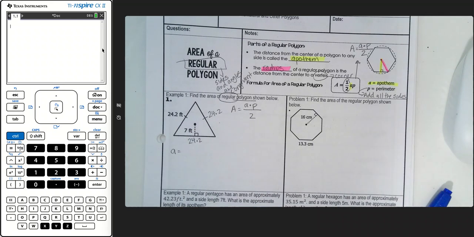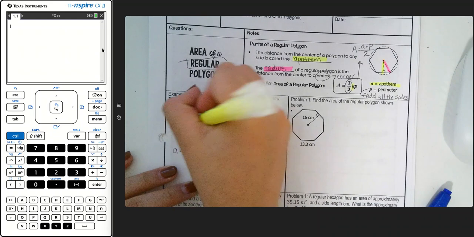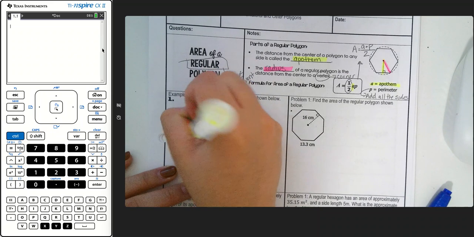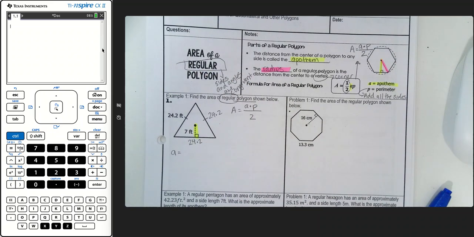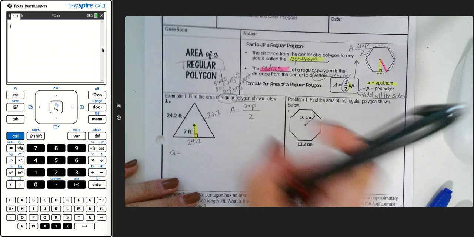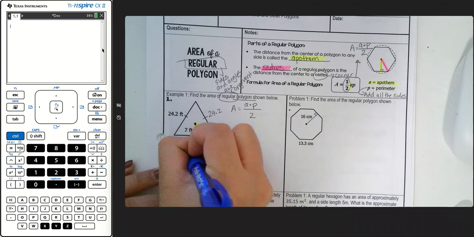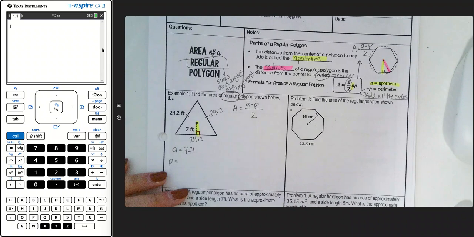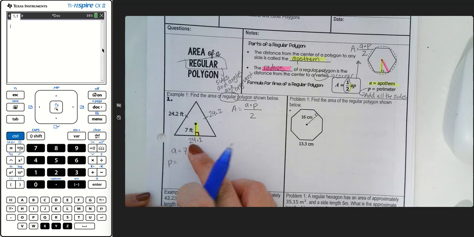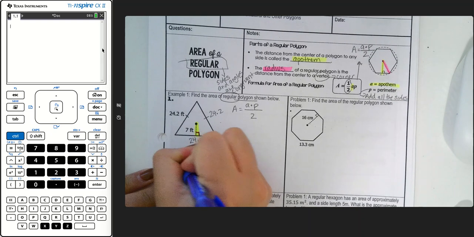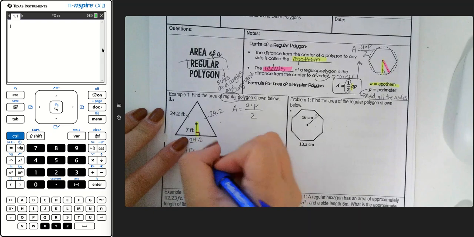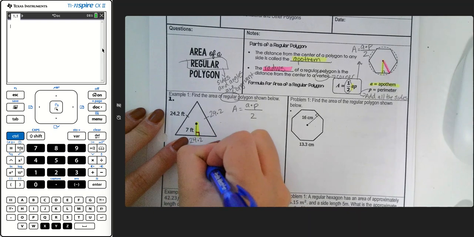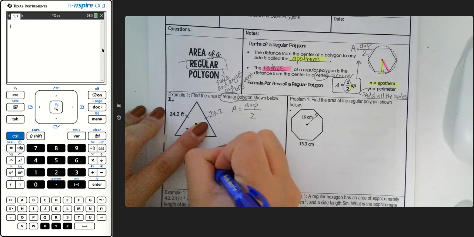Okay, so the apothem is this one. Remember, it's the distance from the center of the polygon to the side of the shape, and you're going to look for that 90-degree angle. The value of the apothem is 7 feet. Then you have to find P, which is the perimeter of the shape. To find the perimeter, you add all the sides. So I'm going to add 24.2 plus the other side, 24.2, plus the other side, which is 24.2.